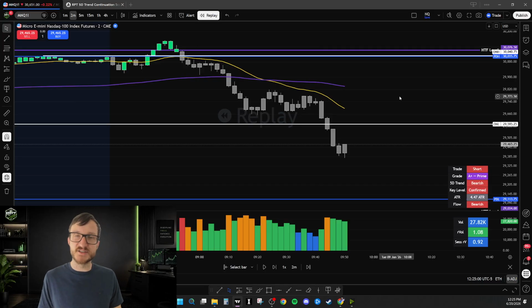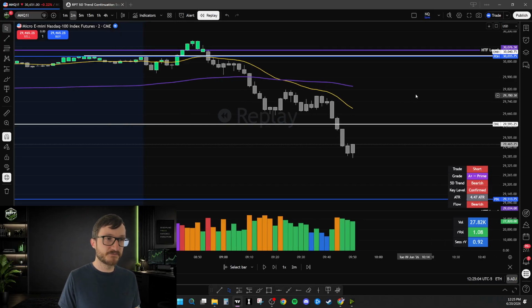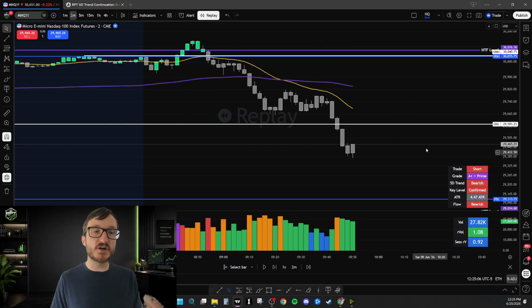That's where we get edge. That's where we put our trades on. So we're very close to putting a trade on. Very close. It's now giving us all the confirmation.